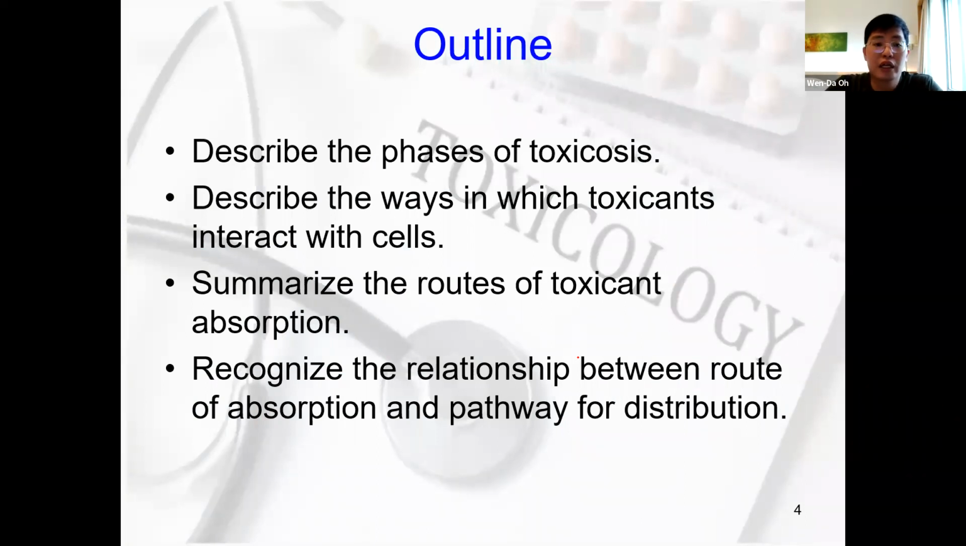We are going to first describe the phases of toxicosis, phases like the exposure phase, the toxicokinetic phase and the toxicodynamic phase. Then we want to look into how we can describe how this toxicant can interact with the cell. And then we want to summarize the routes of toxicant absorption. After that, we want to look into the distribution. So basically, we are going to have some introduction of what is toxicokinetics and what is toxicodynamics.